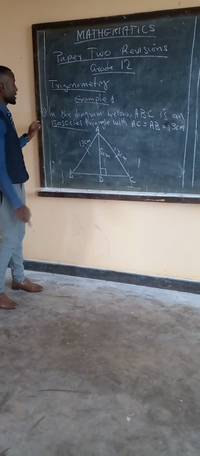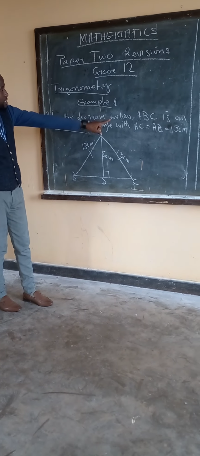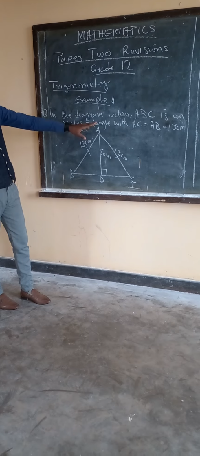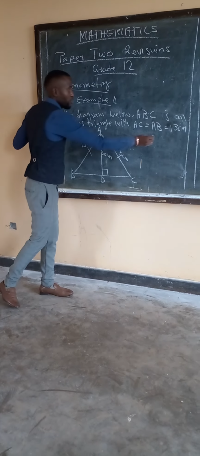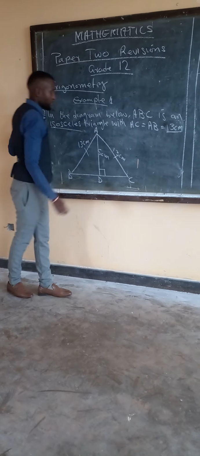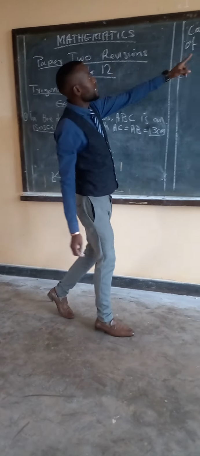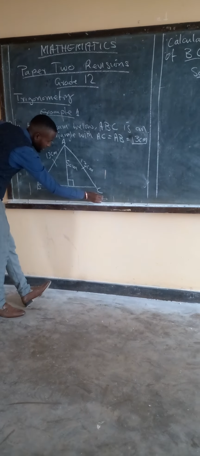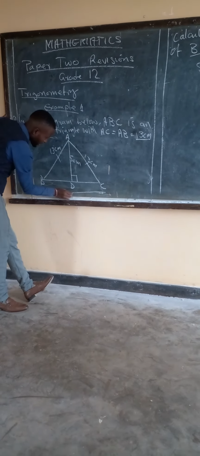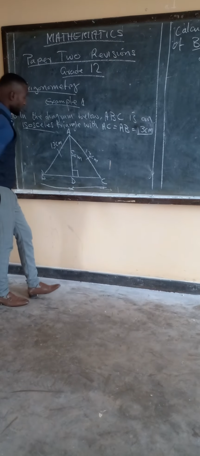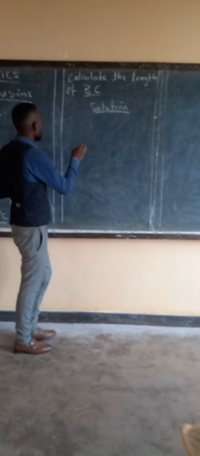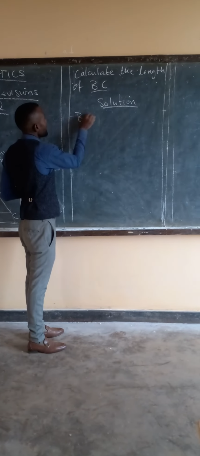And what are they simply telling us? In the diagram below, ABC is an isosceles triangle with AC equal to BC, which is equal to 13 centimeter. Then the question says, calculate the length of BC. So we're interested in the length of BC. This length from here to there, that is the length we are interested in.